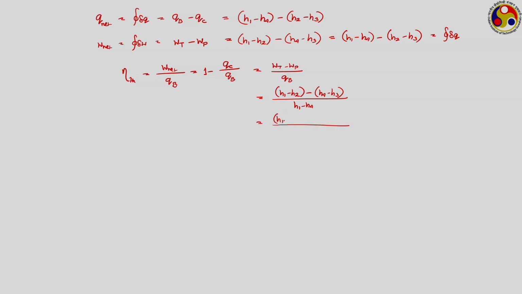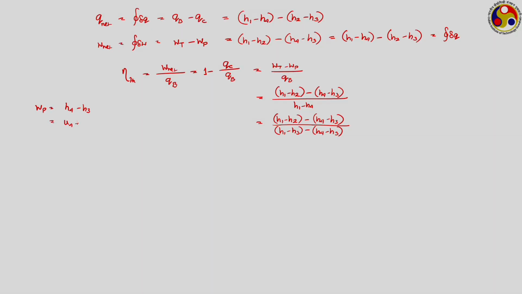Occasionally, we can reorient this term as something like this. H1 minus H4 we are writing as H1 minus H3 minus H4 minus H3. What is H4 minus H3? H4 minus H3 is the pump work. Now, how to get the pump work? Of course, the pump work is equal to H4 minus H3 that we have seen earlier, but there is a different way of calculating this one also.